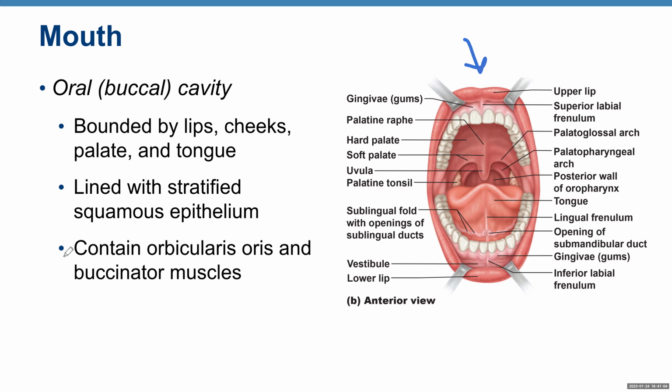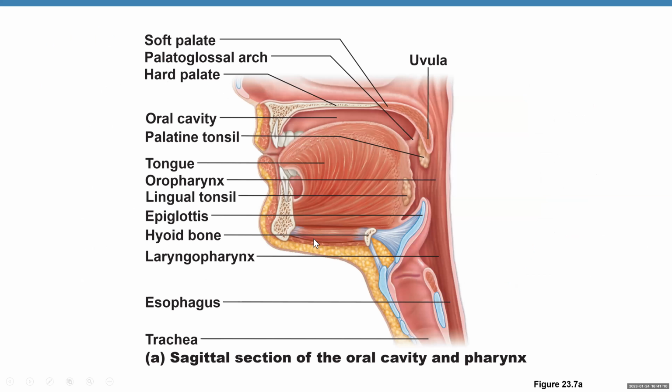Right, so here is a picture of the mouth and oral cavity. This is a mid-sagittal view of the oral cavity. The roof is made of the hard and soft palate and the uvula, and the floor is your tongue. You have teeth, and posterior to the oral cavity, you have the oropharynx. Also, in the oral cavity, you have palatine tonsils and lingual tonsils.